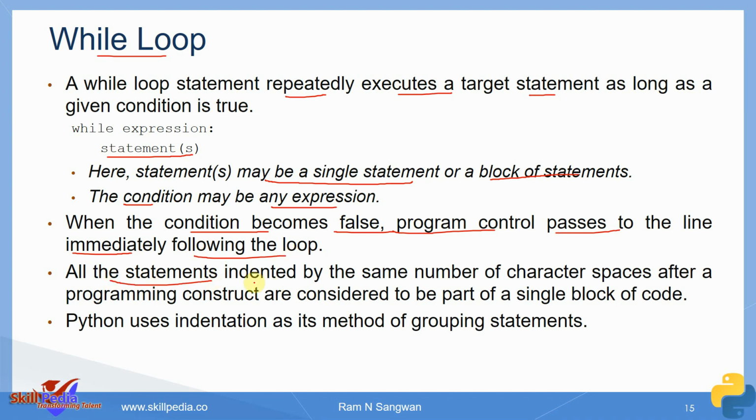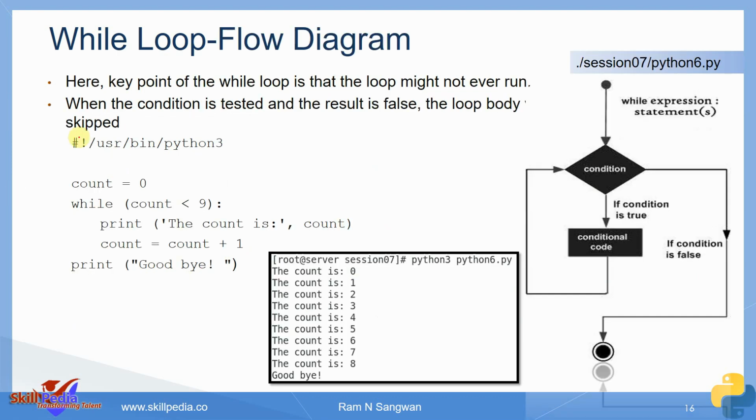All the statements indented by the same number of character spaces after the programming construct are considered to be part of a single block of code. Python uses indentation as its method of grouping statements, and this is what I have been trying to explain. So this is the loop diagram, the while loop example, given in program number 6, Python 6.